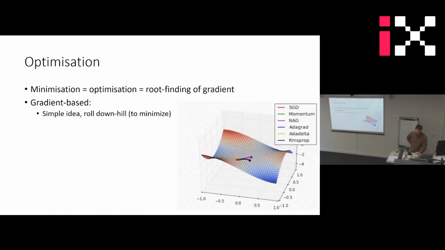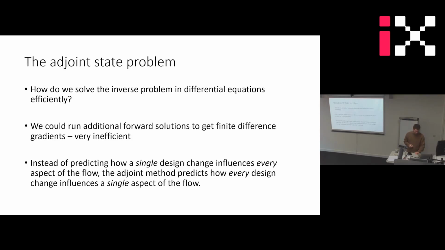Gradient-based methods are a really simple idea: roll downhill. Here are a bunch of different algorithms which are maybe familiar, but they scale really well to a large number of parameters. So we want to get gradient-based methods involved in our inverse problem. But how can we do that when we've got this constraint, where we need to obey the laws of physics and need to get gradients through those things? So this is the statement of the problem: how do we do this efficiently?